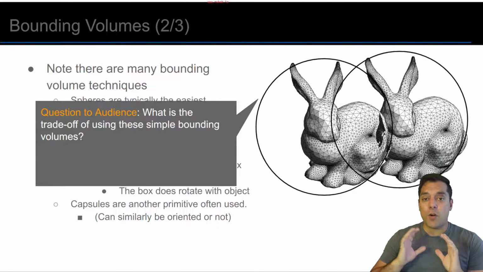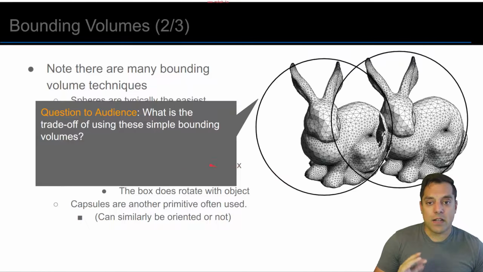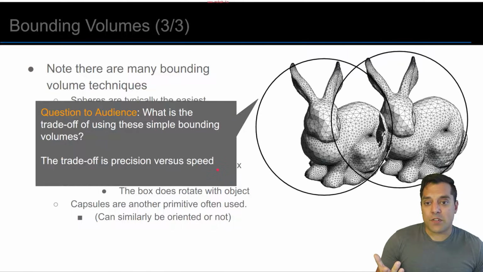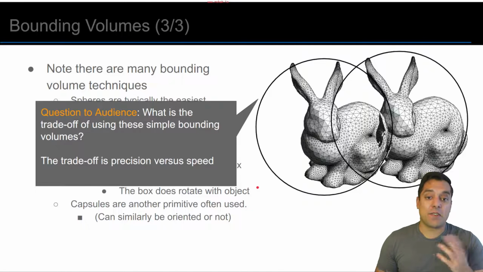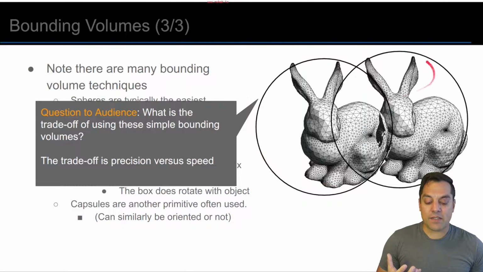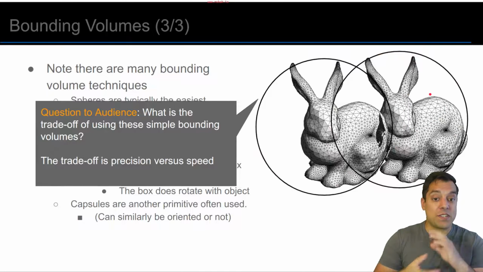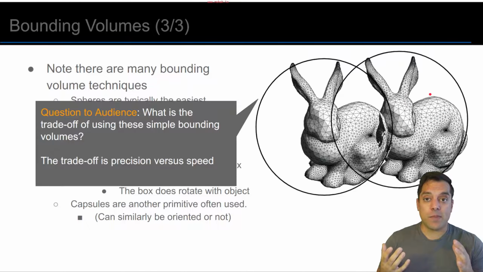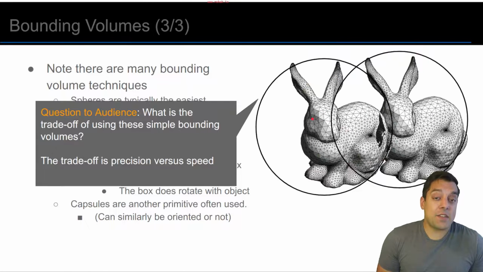All right, and hopefully you paused the video for a moment there and thought about what some of the trade-offs are. This is a precision versus speed type of thing. A sphere approximating a bunny, which is not a very spherical shape, is going to work fast, but you might get some false positives saying that there was actually a collision when there wasn't.